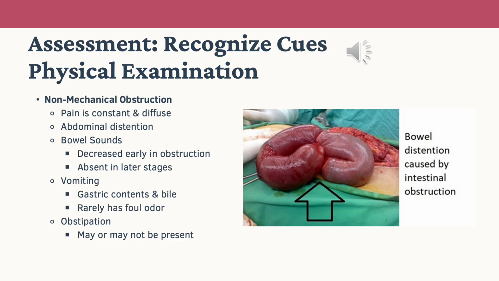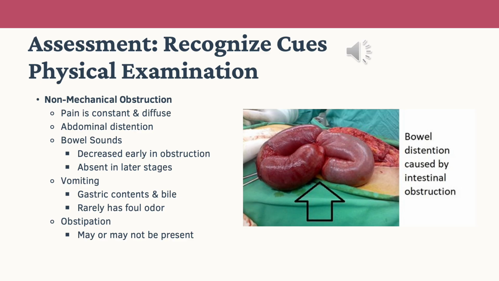Vomiting is another common symptom, typically involving gastric contents and bile. Unlike in mechanical obstructions, the vomitus rarely has a foul odor, and it's usually not profuse. This distinction can help in differentiating between the two types of obstruction. And finally, obstipation, which again is the inability to pass stool or gas. This may or may not be present in a non-mechanical obstruction. This symptom is often associated with a mechanical obstruction, and it's therefore less reliable in a paralytic ileus.